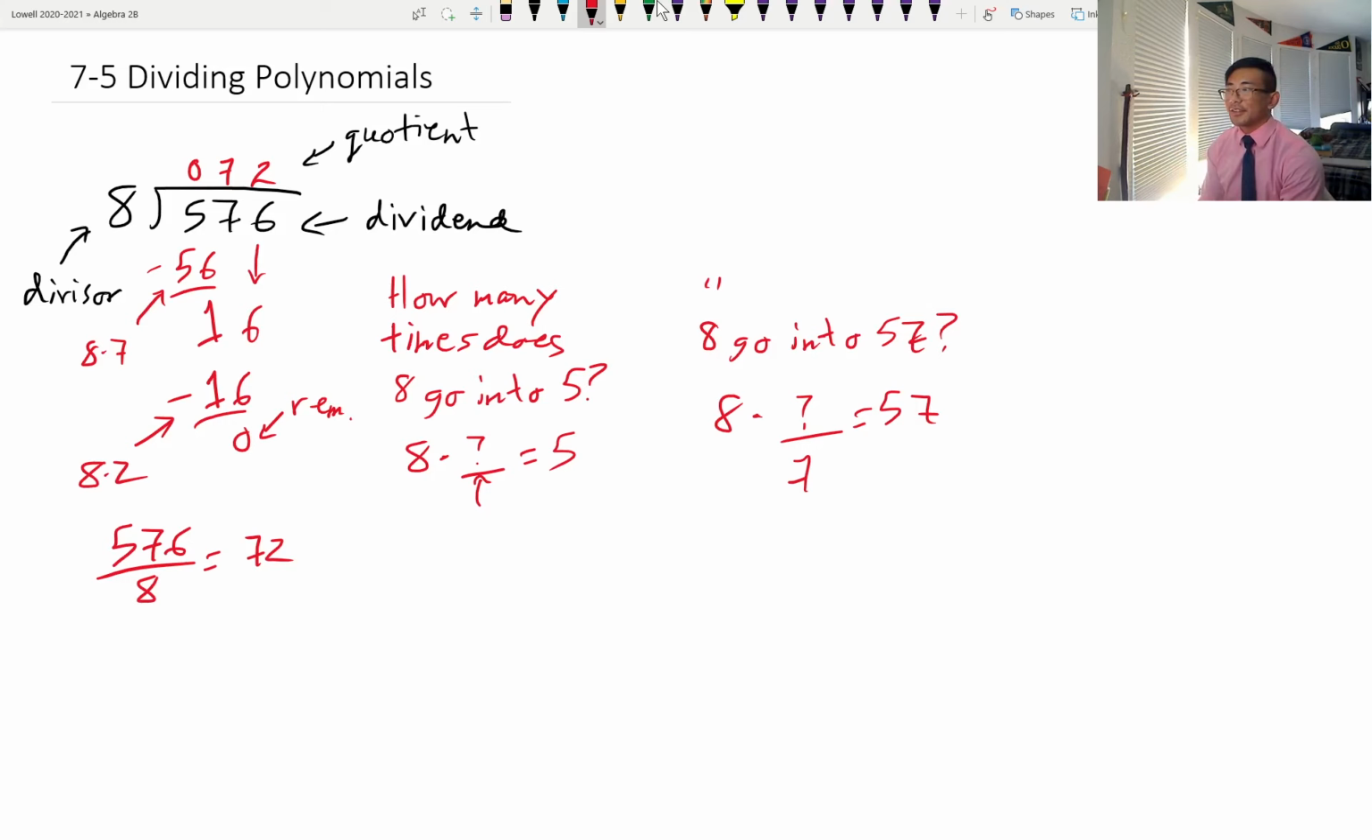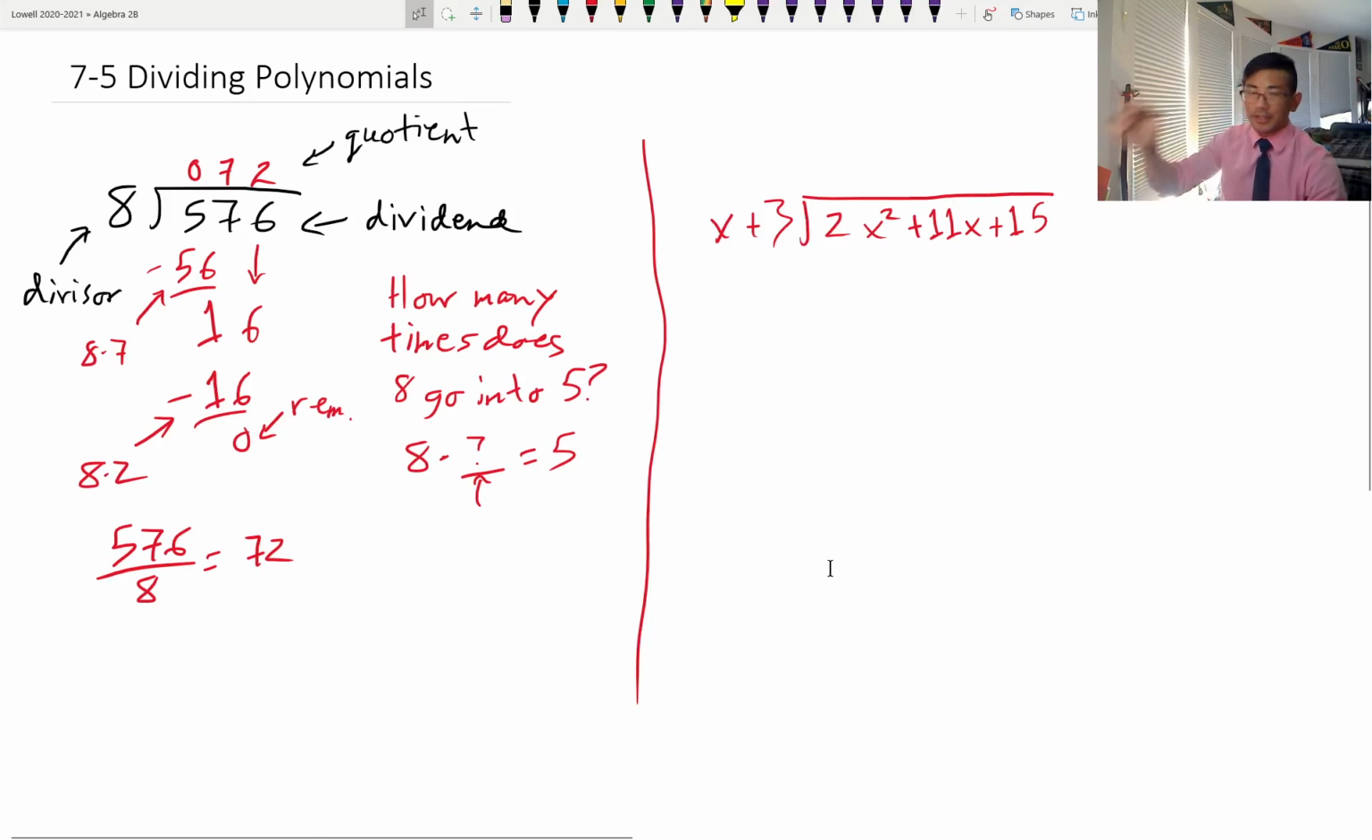Okay, what does this look like then when we're doing it with polynomials? Well, let's take a look at an example. So here's the example we'll work on. It's going to be 2x squared plus 11x plus 15. We're going to divide that quadratic trinomial by x plus 3. Now, by the way, there's a very fast way to do this without actually going to the long division, but this is just an example and a proof of concept to see how to actually do this.